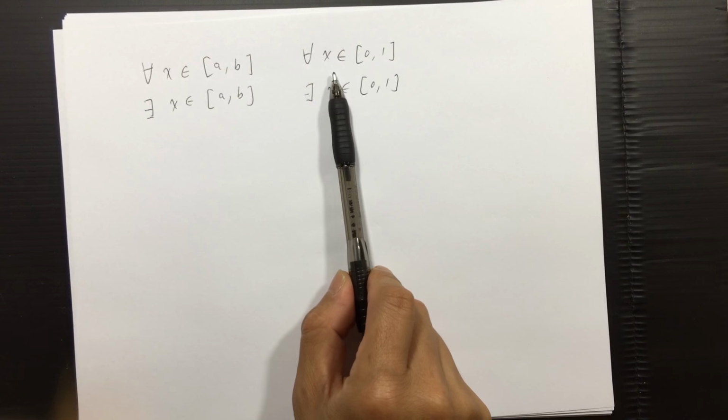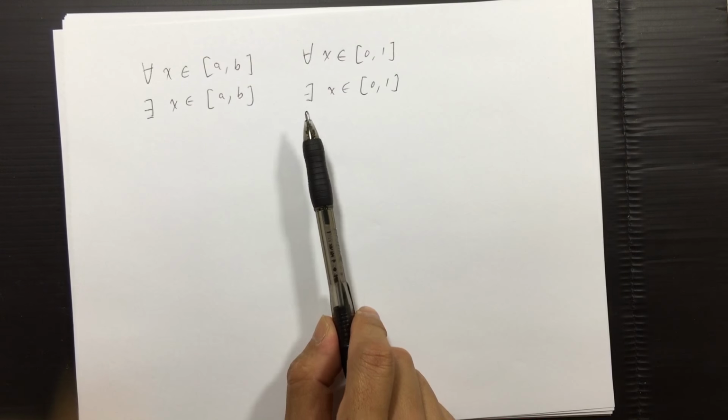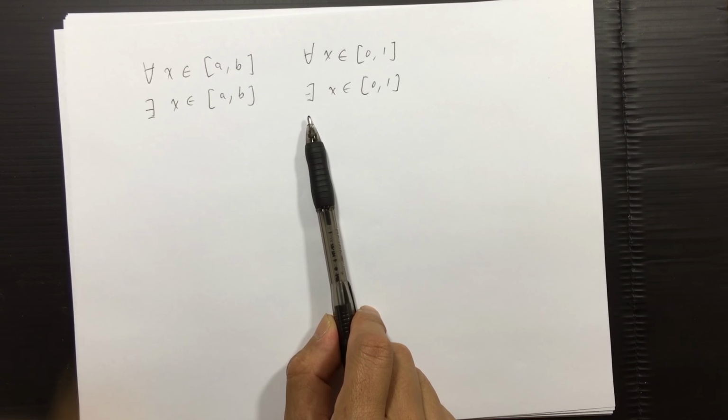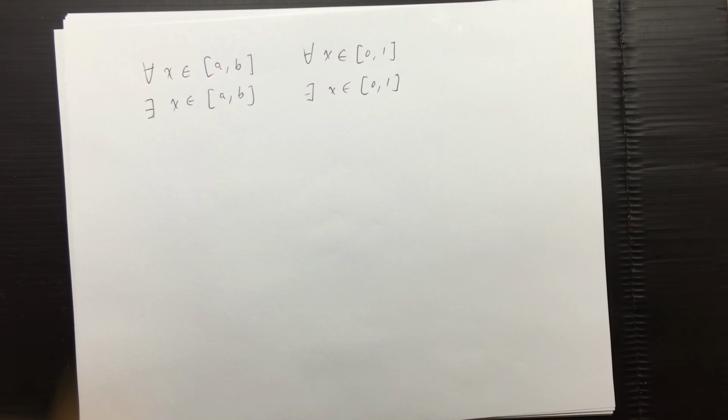This is for all the x in this set. This is for, there exists one x in this. Just a way of writing.